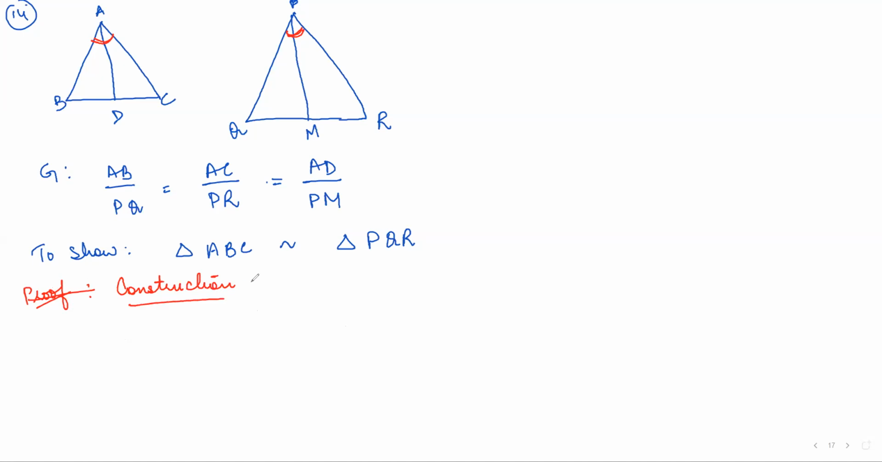I'll just explain. First of all, you draw DE parallel to AC. This is E, right? And I'm drawing a line again, which is parallel, MS, which is parallel to PR. So draw DE parallel to AC and MS parallel to PR. Why I'm doing this, Sarah?